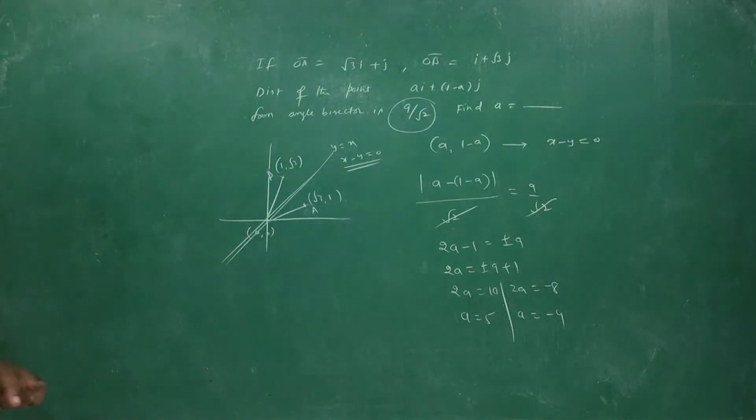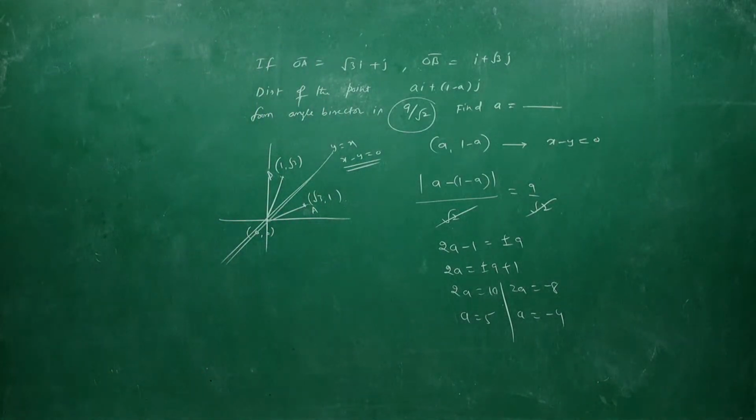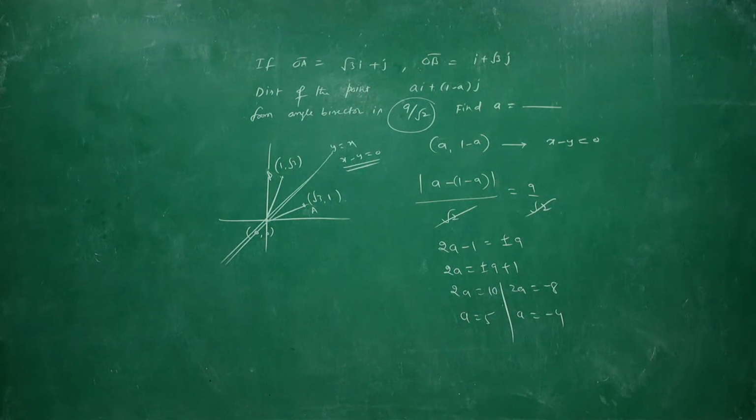Find the value of a is given. And in the question, there is no condition for a. So the value of a is either 5 or minus 4. Okay.